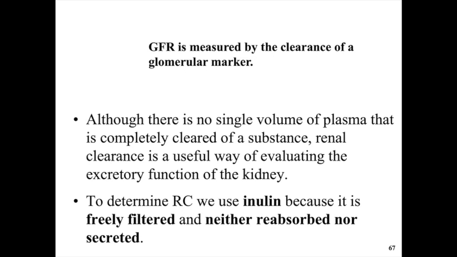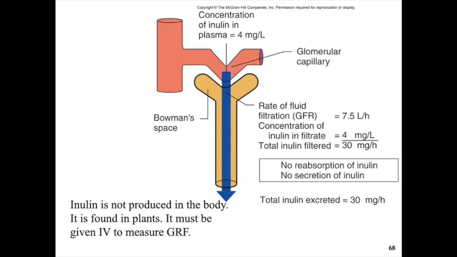Inulin is only filtered, but is not reabsorbed nor secreted. So if we use that substance, we can actually have a very accurate estimate of the clearance for inulin and therefore the glomerular filtration rate. However, the problem with that is that inulin is not produced by the body. So we would have to give the patient an IV with inulin to be able to measure the glomerular filtration rate.